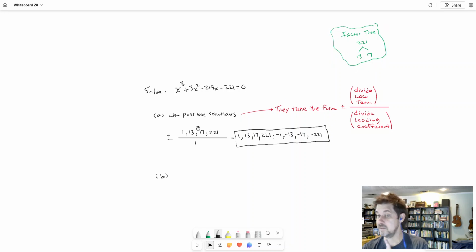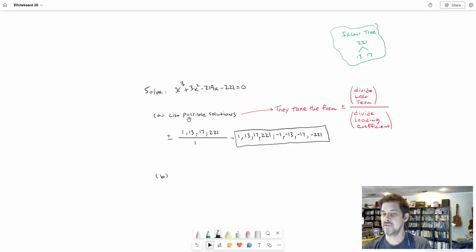So here are all the numbers that divide into 221. 1 does. 1 will divide into any other number. 13, 17, but also 221. So on this top part, you're always going to have the 1 and you're going to have the number, but then anything in between that divides. And if you need to make a factor tree, you can make a factor tree.